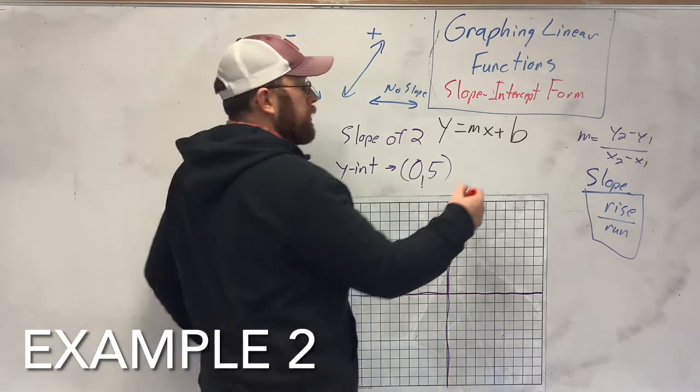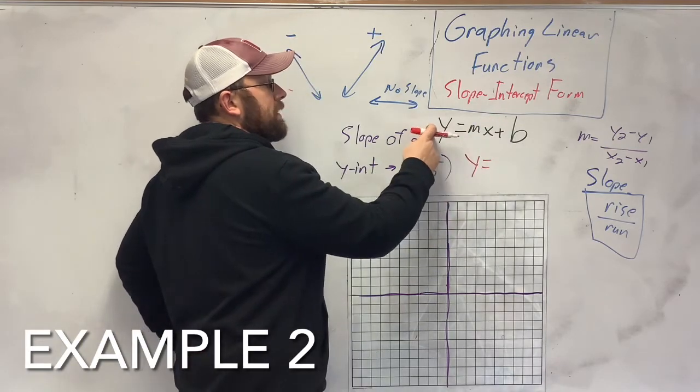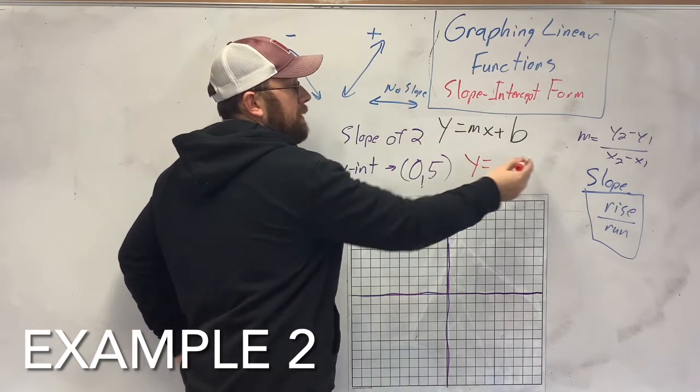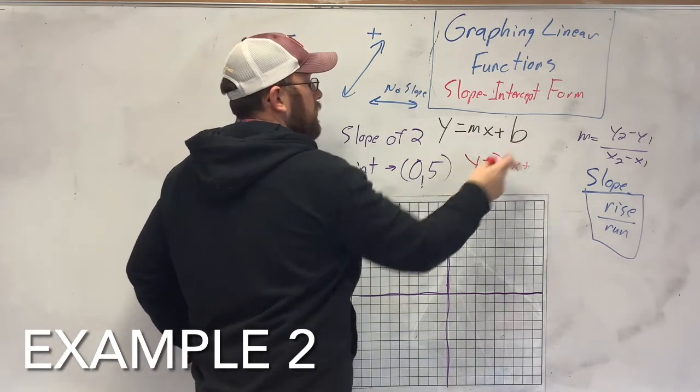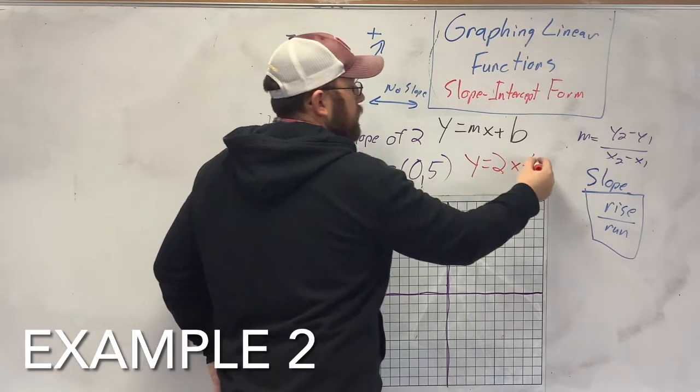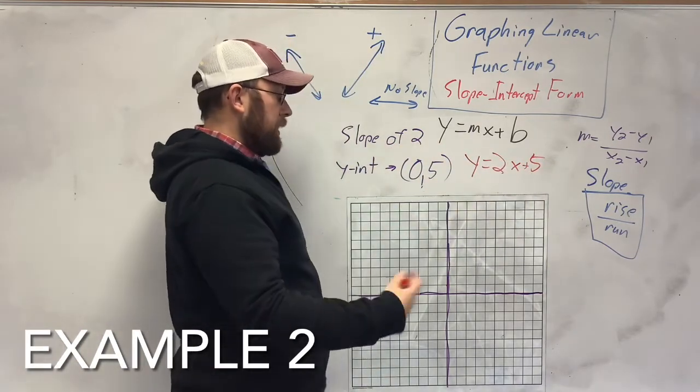First thing I want to do is just show you how to write this in slope-intercept form. So y stays the same, and my x will stay the same, just like in point-slope. So my slope is 2, my y-intercept is 0, 5, so it's 5. Take this, and that's how you write it in slope-intercept form. So now let's graph it.